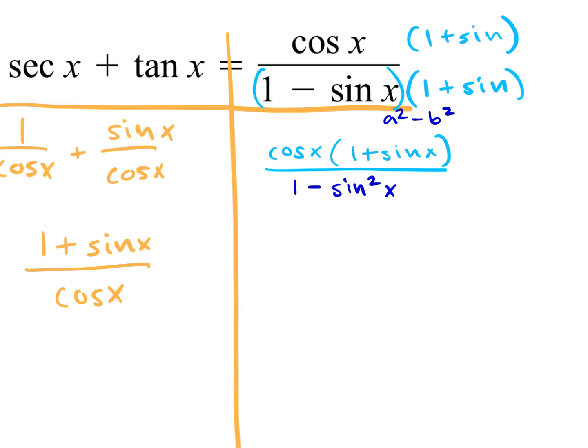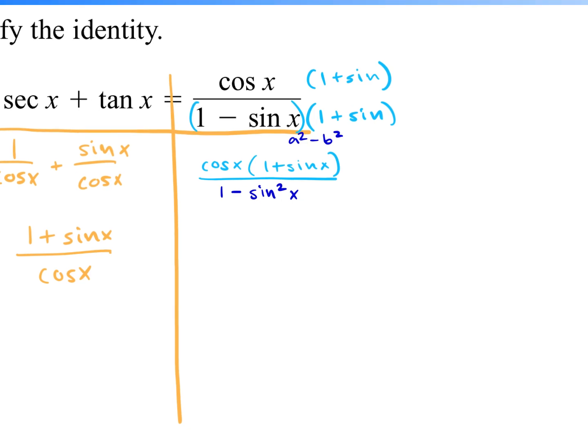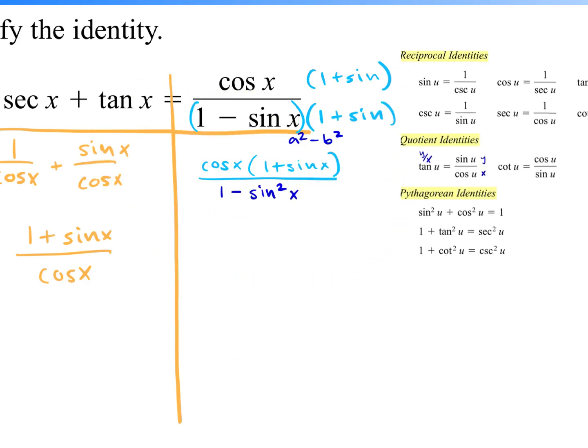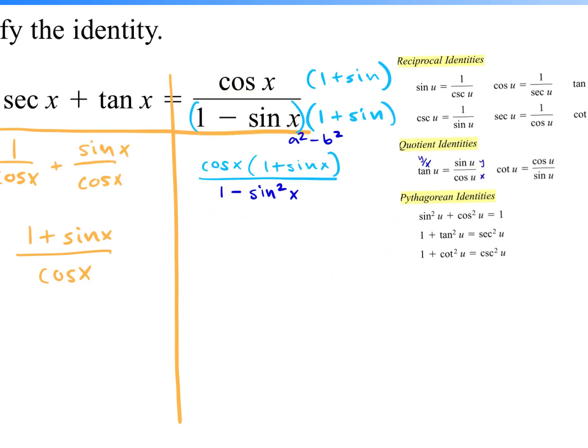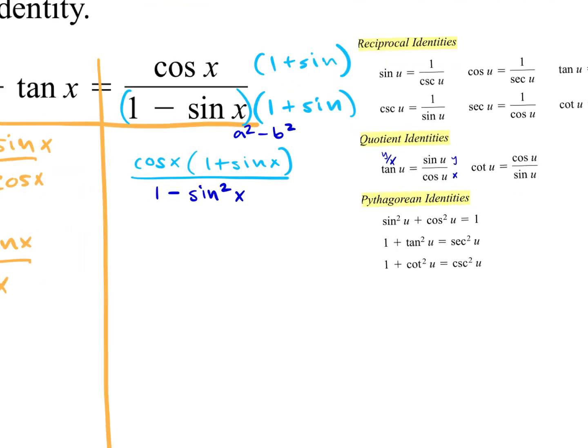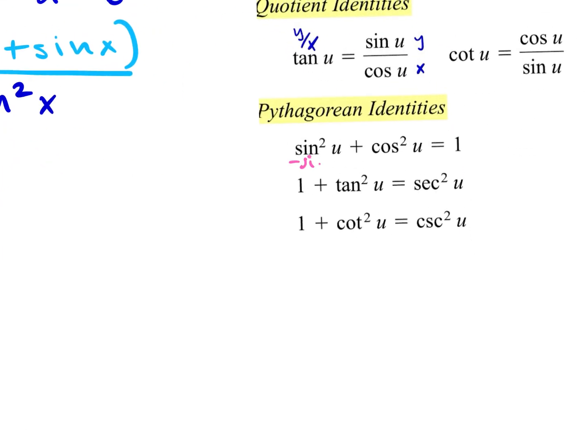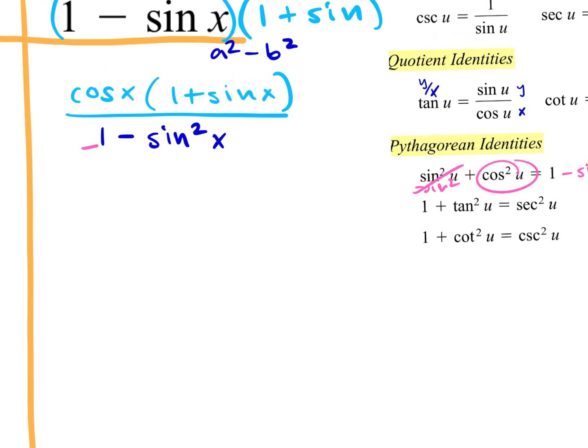Can you pull it up? Yes, I can pull it up. There we go. So if I subtracted sine squared, 1 minus sine squared would be cosine squared. So I can replace this with cosine squared.